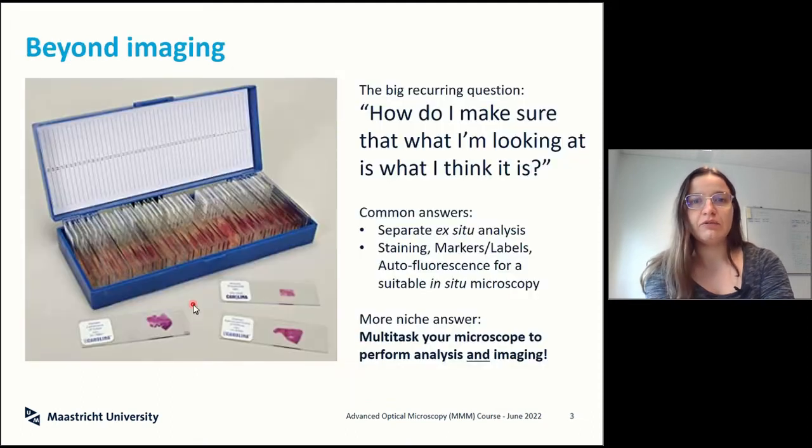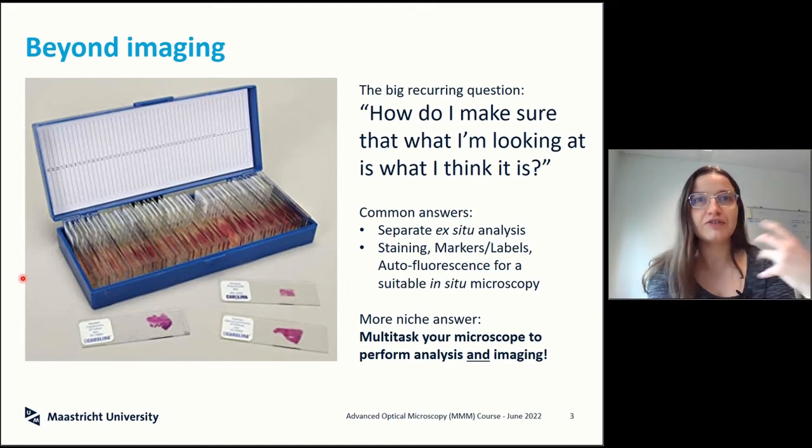So when we say that we want to go beyond imaging, there is a reason for this, in a recurring question. You're looking at something, you can see something, but the question that comes with what you see is, how can I make sure that my scientific assumptions come together with the sample? So I prepare the sample in a certain way. I'm expecting my even in vivo experiment to carry out in a certain way. How can I know for sure that I'm looking at something in particular?